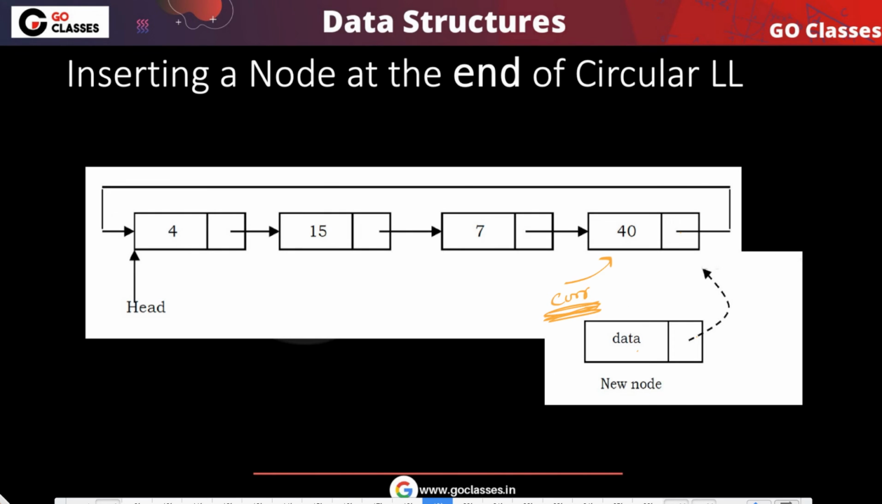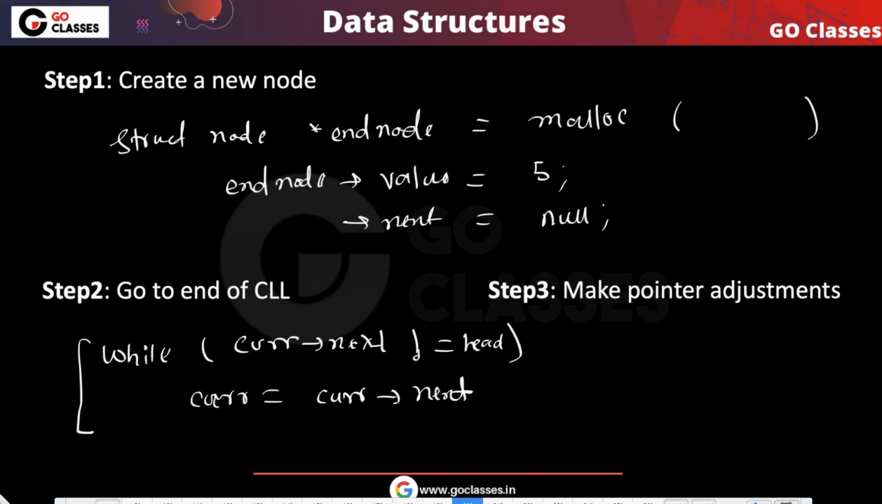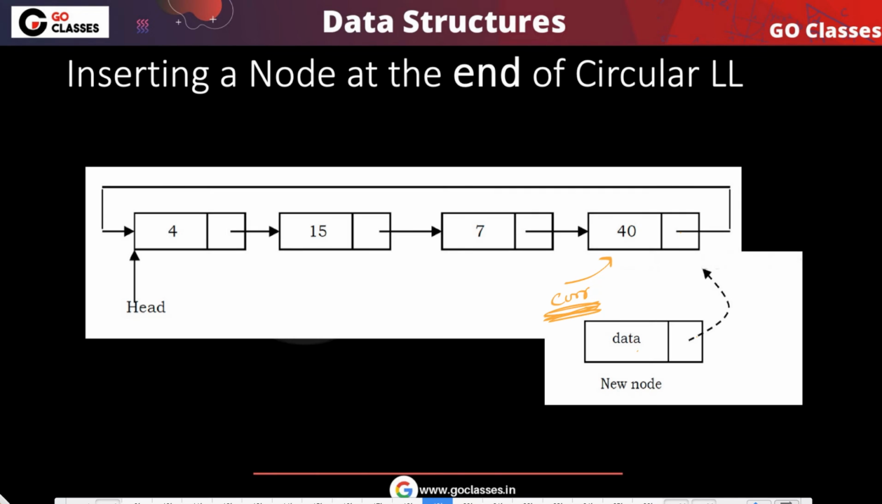Now what do I need to do? At step 3, make some pointer adjustment. So what do I need to do? Let me maybe draw a linked list here, or let me copy this diagram, or maybe let me try explaining from here only. Okay, end node is pointing here. So see, what do you want? Current is pointing here, end node is pointing here, and head is pointing here.